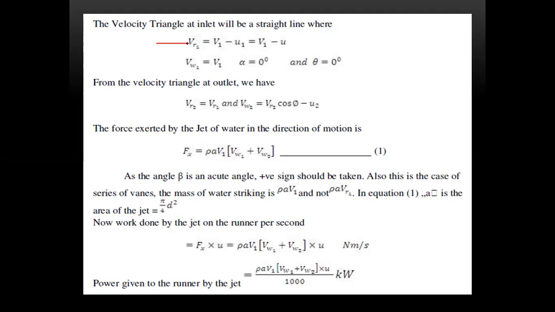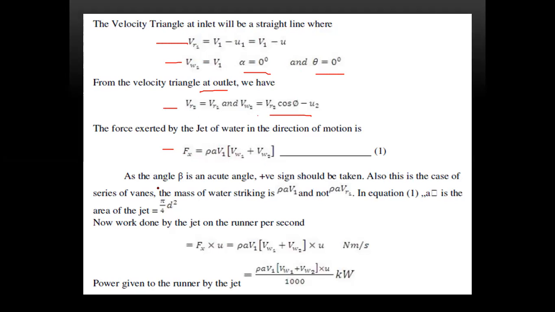Next, Vw1 is equal to V1. Therefore, alpha is equal to 0, theta is equal to 0 degrees. For the velocity at the outlet, VR2 is equal to VR1 and Vw2 is equal to VR2 cos phi. Therefore, the force exerted Fx is equal to rho A V1 (Vw1 plus Vw2).